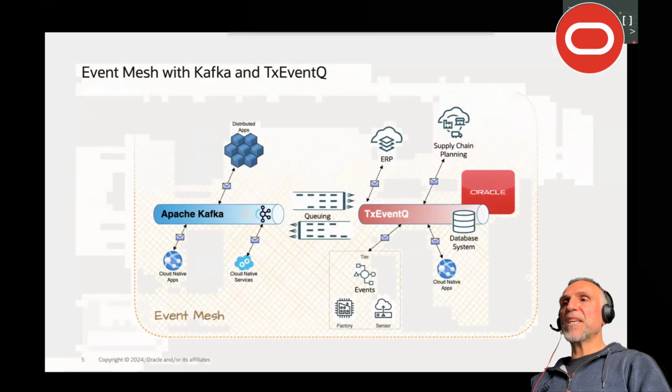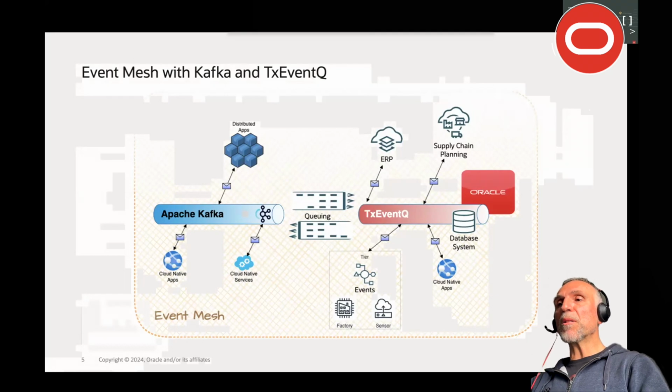Finally, I mentioned the possibility to create a mesh. So here we have on the left Apache Kafka, an Apache Kafka broker, and there are some queues that are being shared. Queues of messages that are being shared between transactional event queues.